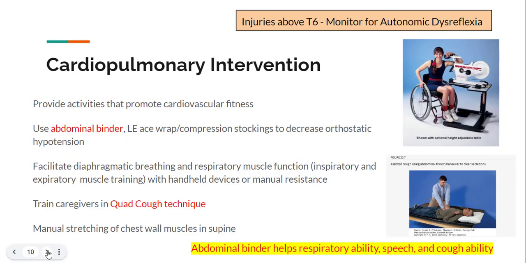We can also be using handheld devices. I think we looked at a few of those in pediatrics last semester, those handheld devices that can help work on improving those breathing patterns. Again, you're going to be training caregivers in the quad cough technique, and we can also do some manual stretching of the chest wall. We talked about that last semester as well, looking at that in supine and making sure that we're manually stretching out that chest wall and teaching the patient how to do that on an ongoing basis.